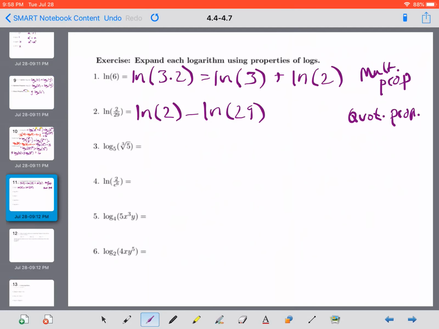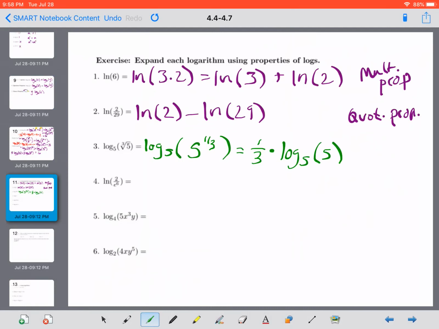Alright, how do we simplify number 3? Well, I can't really use addition or multiplication, or the multiplication or quotient properties here, but what I could do is rewrite this, inside the parentheses, as 5 to the 1/3 power. Rewrite that radical as an exponent. Now using, say, the power property, I can pull that 1/3 out in front and multiply by log base 5 of 5.